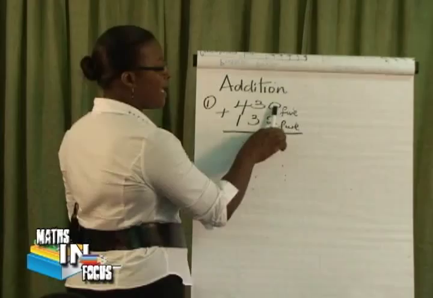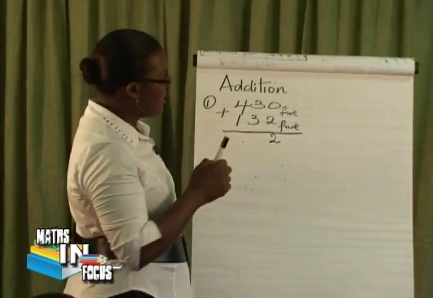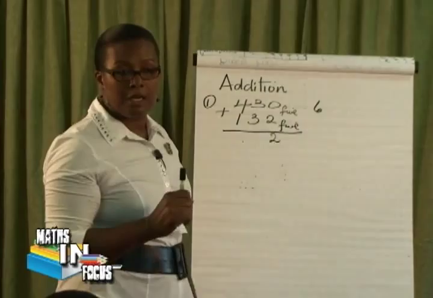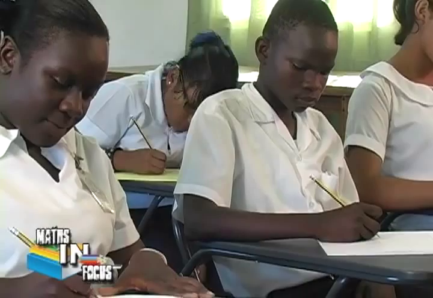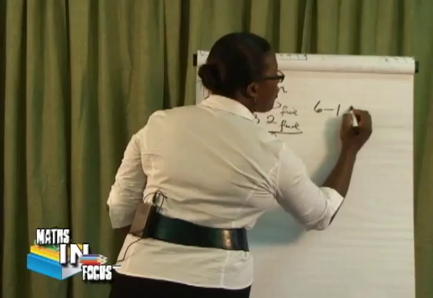When the 2 is added to the 0, we have a 2. When the 3 is added to the 3, we have a base 6 and 6. But remember that we can't use the 6 in base 5. So we're going to have to rewrite 6 using numerals from 0 to 4. And 6 would be one 5 and 1 remainder. So 6 is written as 1, 1.